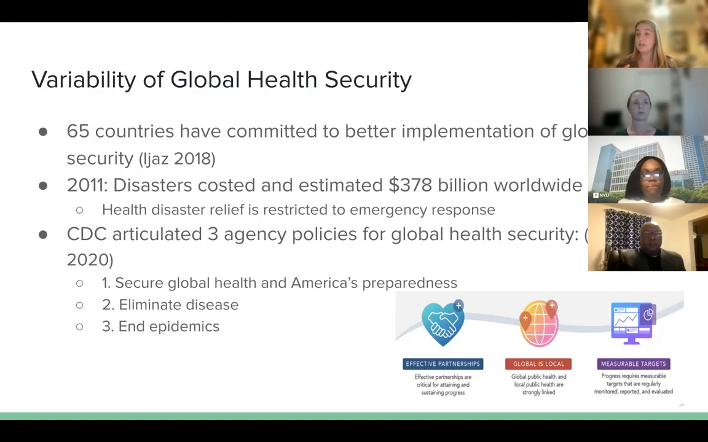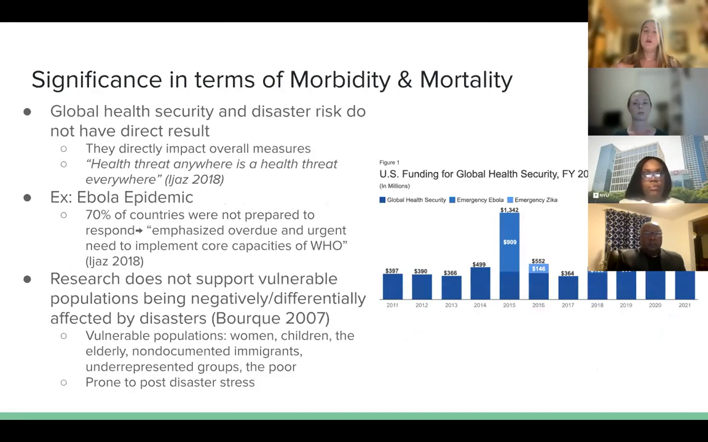So those three factors on different levels play a huge part in the variability of global health security internationally as well. So in terms of morbidity and mortality, the significance of global health security and disaster relief can be evaluated on several different levels. They don't have a direct result together, though. They direct overall measures. They impact them directly, but they don't have individual direct results. An excellent quote to sum all of this up is that a health threat anywhere is a health threat everywhere.